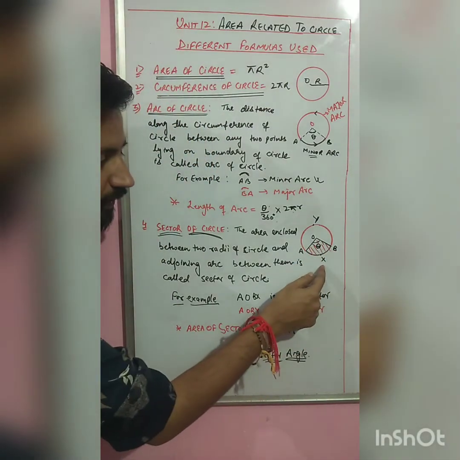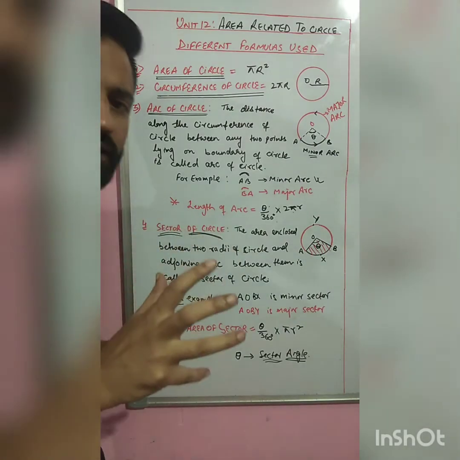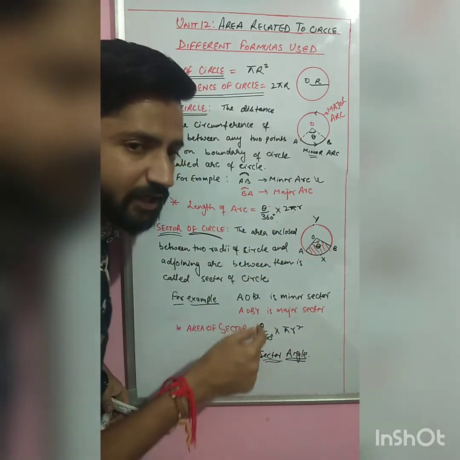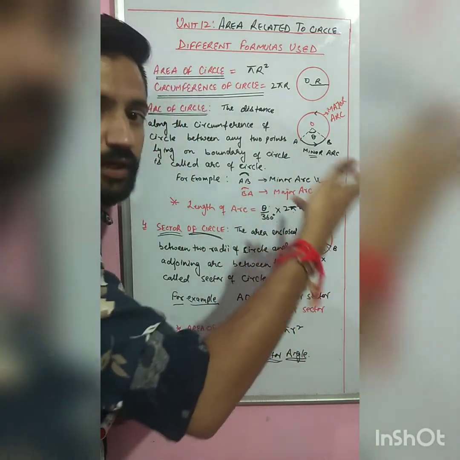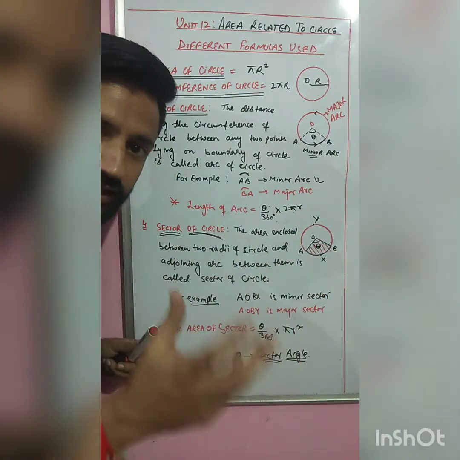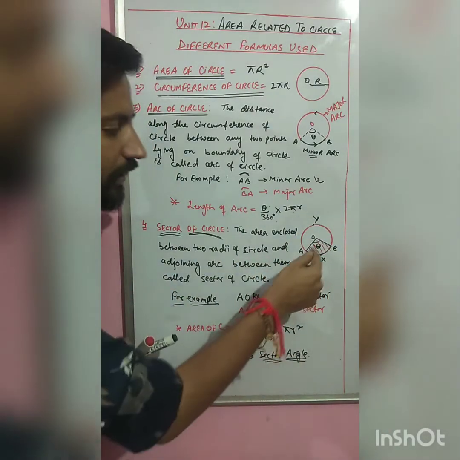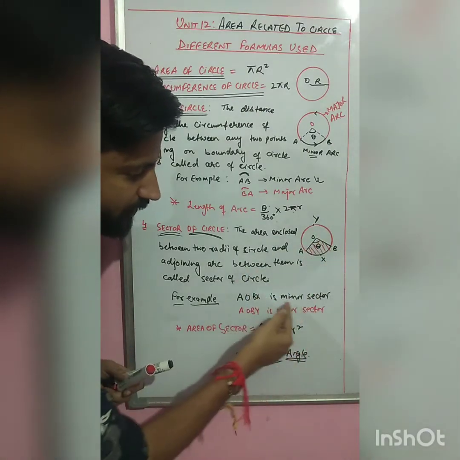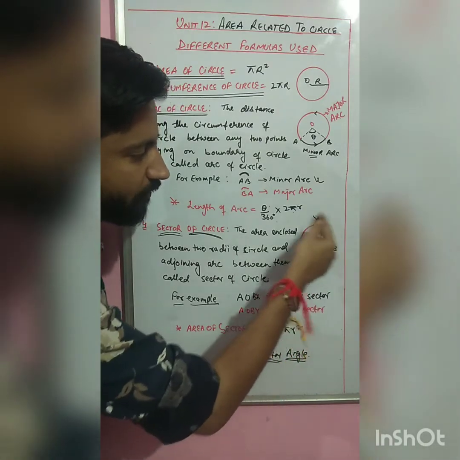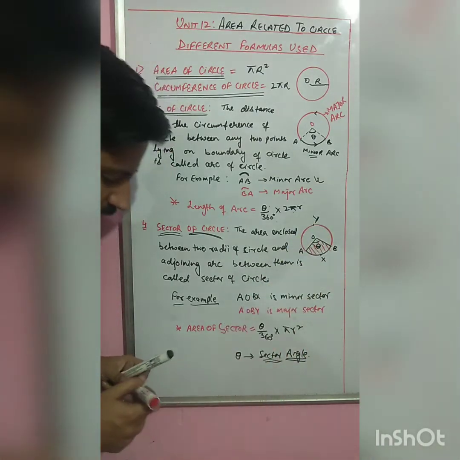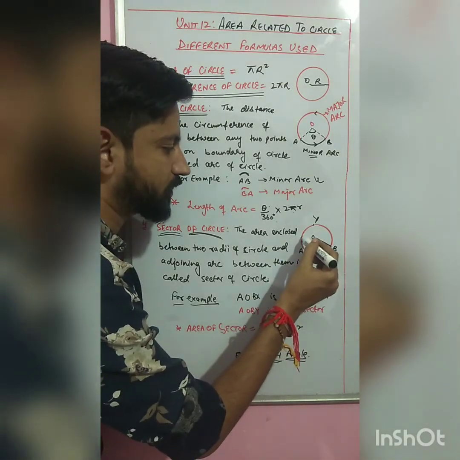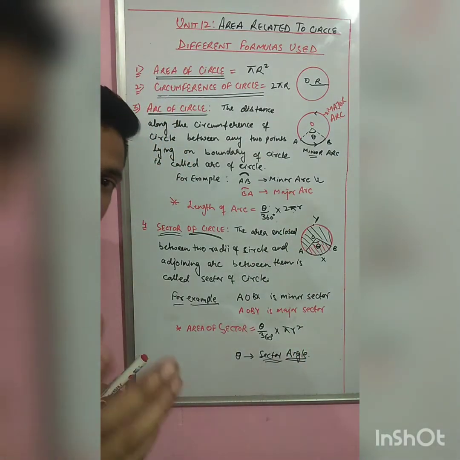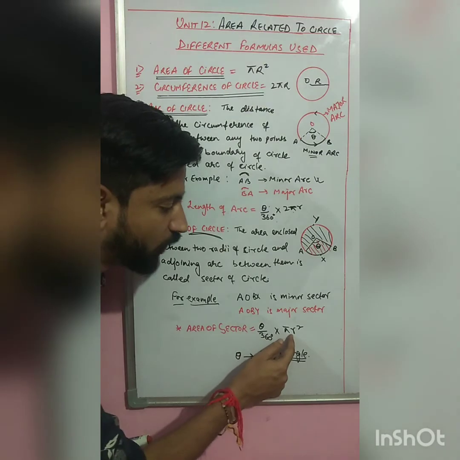Here I have written points X and Y to differentiate between the minor and the major sector. It is the minimum area because the angle is less than 180. Whenever the central angle becomes greater than 180, then the sector will become the major sector. But now, since it is less than 180, it is minor. So AOBX is the minor sector, and AOBY, which I am shading with the black one, is the major sector. And the area of the sector is theta by 360 into pi r square.